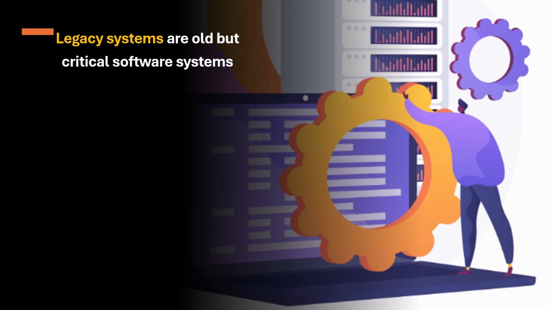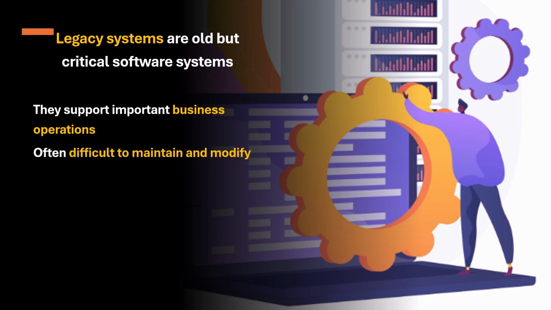Legacy systems are older software systems that continue to play an essential role in supporting business operations and organization processes. Even though the systems may use outdated technologies or architectures, they are still extremely important because businesses depend on them for daily activities. For example, banks, hospitals, telecom companies, and government organizations often rely on legacy systems that may have been running for many years. However, over time, these systems become difficult to maintain, difficult to understand, and difficult to modify due to the outdated code, the missing documentation, and increasing complexity.